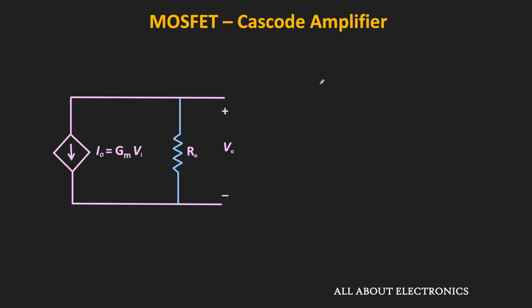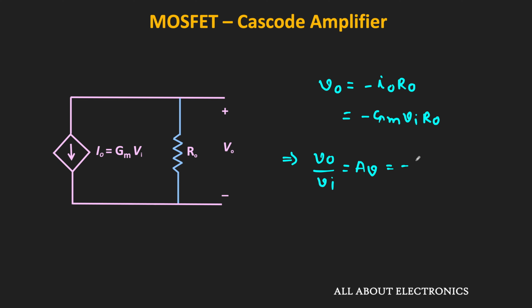So here this output voltage Vout is equal to minus I0 times R0, or we can say that it is equal to minus Gm times Vi times R0. That means Vout divided by Vi, or the voltage gain of this amplifier, is equal to minus Gm times R0. So here for the cascode stage, we already know this output resistance. So to find the voltage gain, the only thing which we need to find is the transconductance.